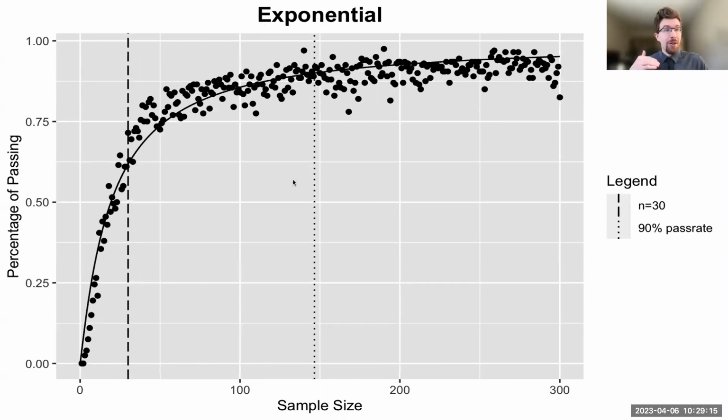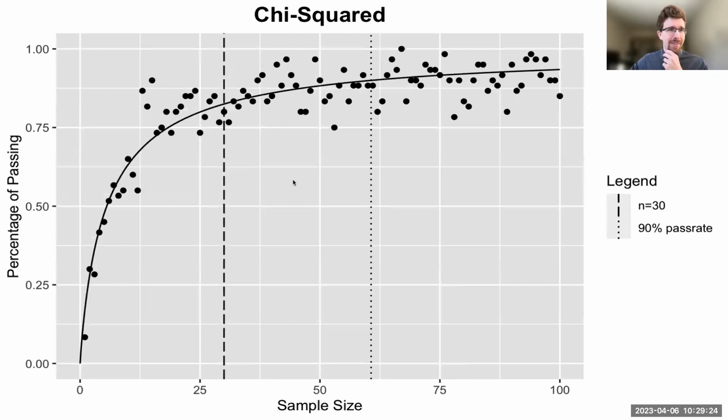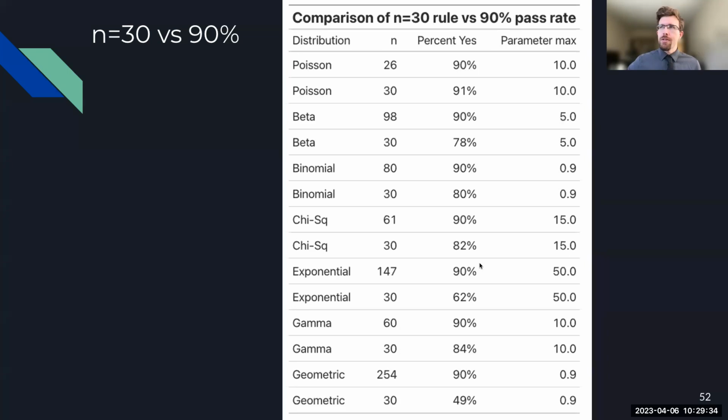Exponential, you have 147, quite large. Binomial, 80, much bigger. And then chi-squared, again much bigger, at 61. But notice that the pattern here has been very consistent across the board. So here's the summation of all that information.